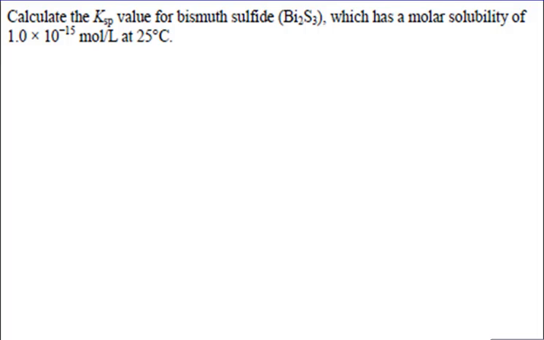Alright, let's go the opposite direction. Calculate KSP for, crap, it's that guy we just did. But this one we'll actually be able to get an answer for, I promise. For bismuth sulfide, which has a molar solubility of 1.0 times 10 to the negative 15th moles per liter at 25 degrees Celsius. Quick note to draw your attention to: all values, all KSP values, are temperature dependent.